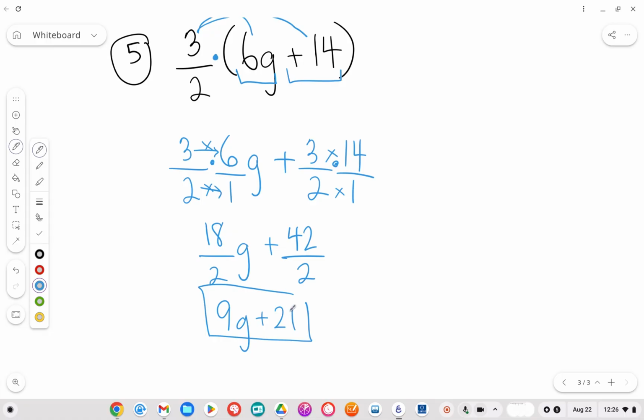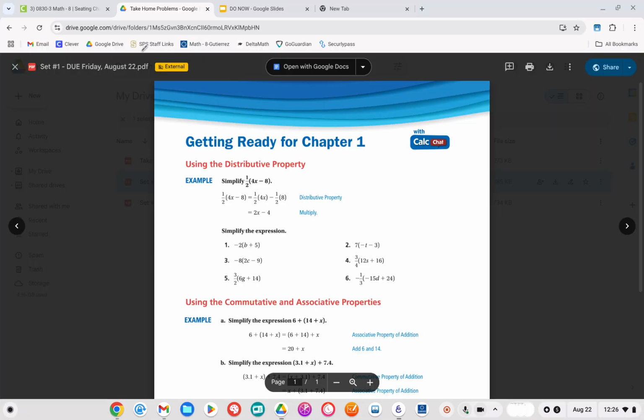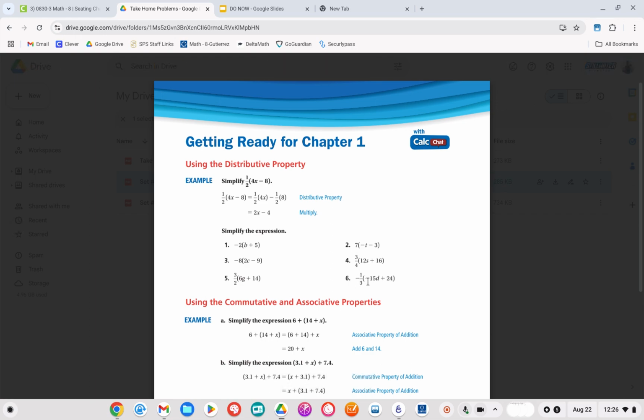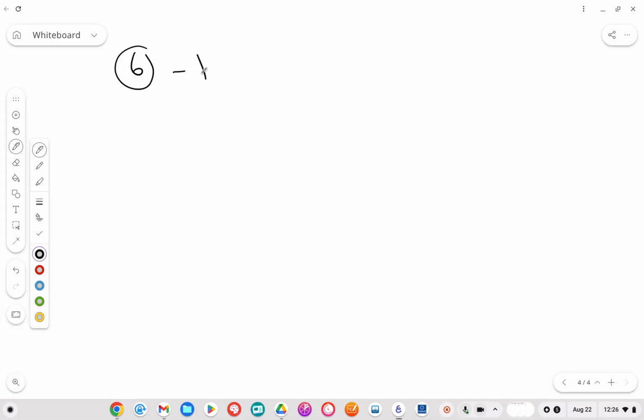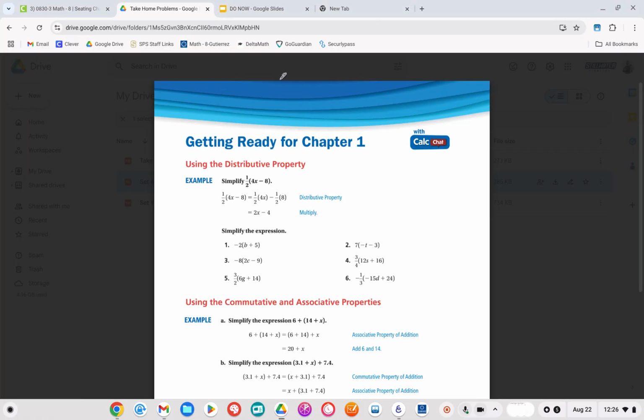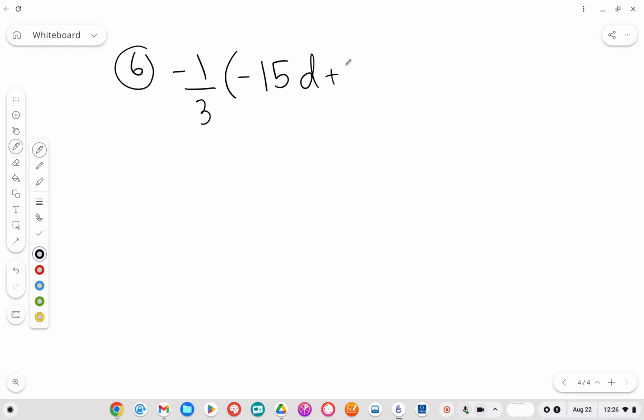All right. So I think we've got, what, 6, 7, 8, 9. We are almost there, guys, okay? Hopefully this is making sense. So let's move on to number 6, all right? So number 6 is negative 1/3 times the quantity negative 15d plus 24. So let's see if I can remember that. Negative 1/3 times negative 15d plus 24. All right?